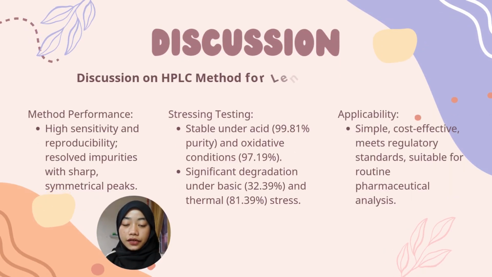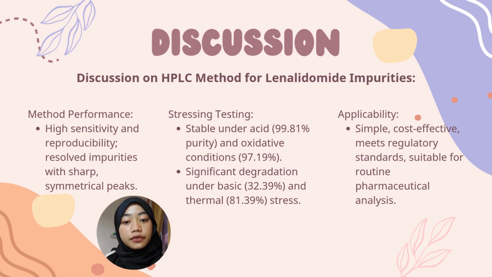Now, let's talk about the discussion of the experiment. This study developed a robust reverse phase HPLC method to analyze lenalidomide impurities. The method showed high sensitivity, detecting concentrations as low as 1 ppm with sharp and symmetrical peaks. Stress tests revealed that lenalidomide is stable in acidic and oxidative conditions, with purities of 99.81% and 97.19% respectively, but it degraded significantly under basic and thermal stress, with purities dropping to 32.39% and 81.39%. This highlights the need to avoid basic and high temperature conditions during storage.